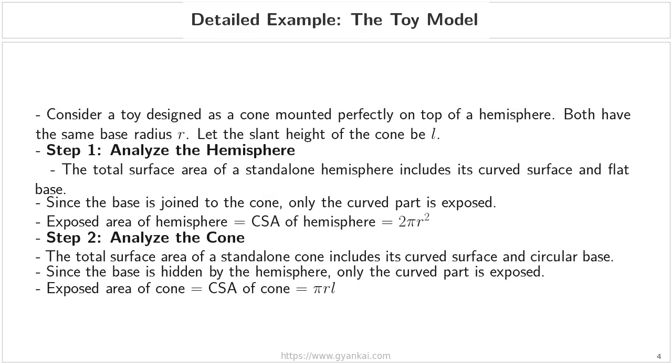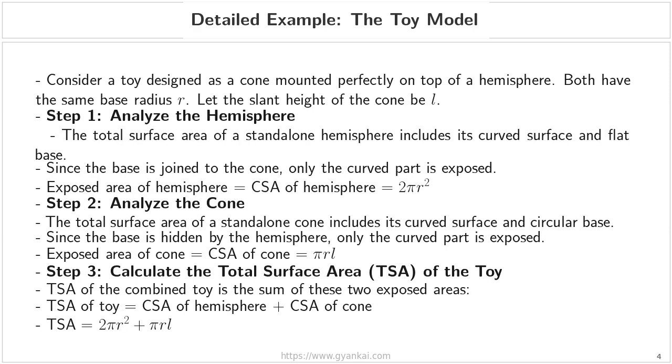Step 2, now let's look at the cone. Just like the hemisphere, a standalone cone has a curved surface and a circular base. But once it is glued to the hemisphere, that circular base becomes an internal boundary. It's hidden. This leaves us only with the curved part. So the exposed area of the cone is its curved surface area, which is pi rl.